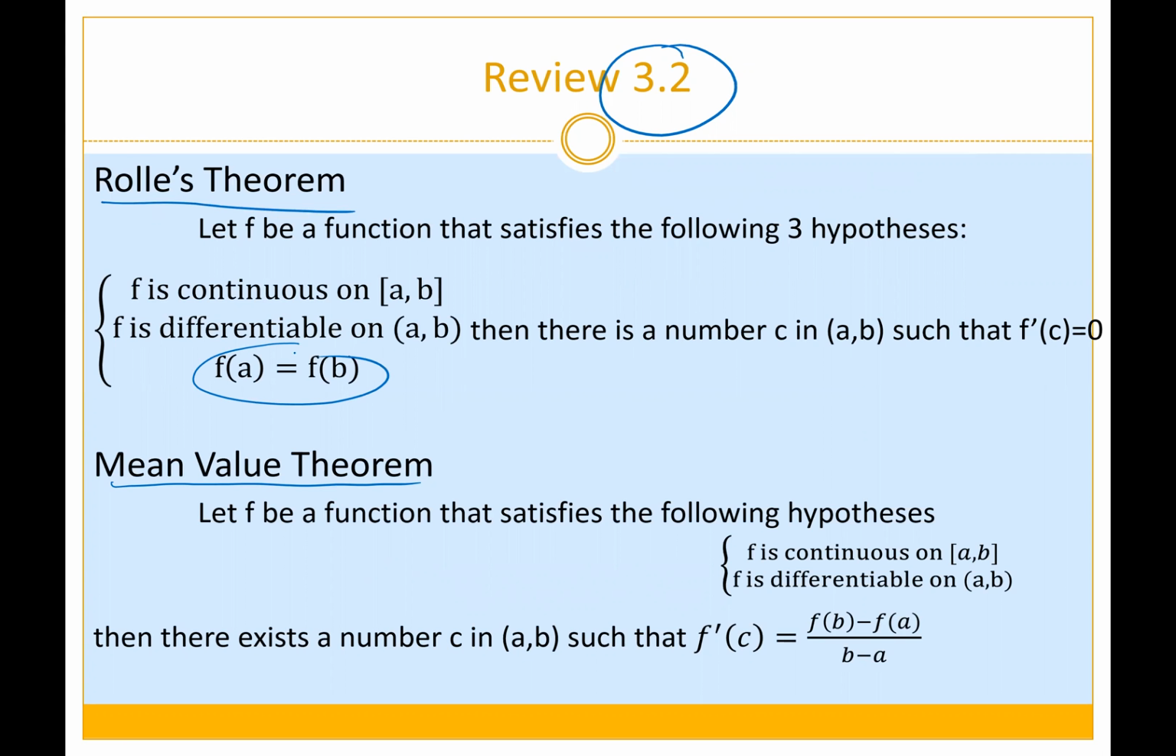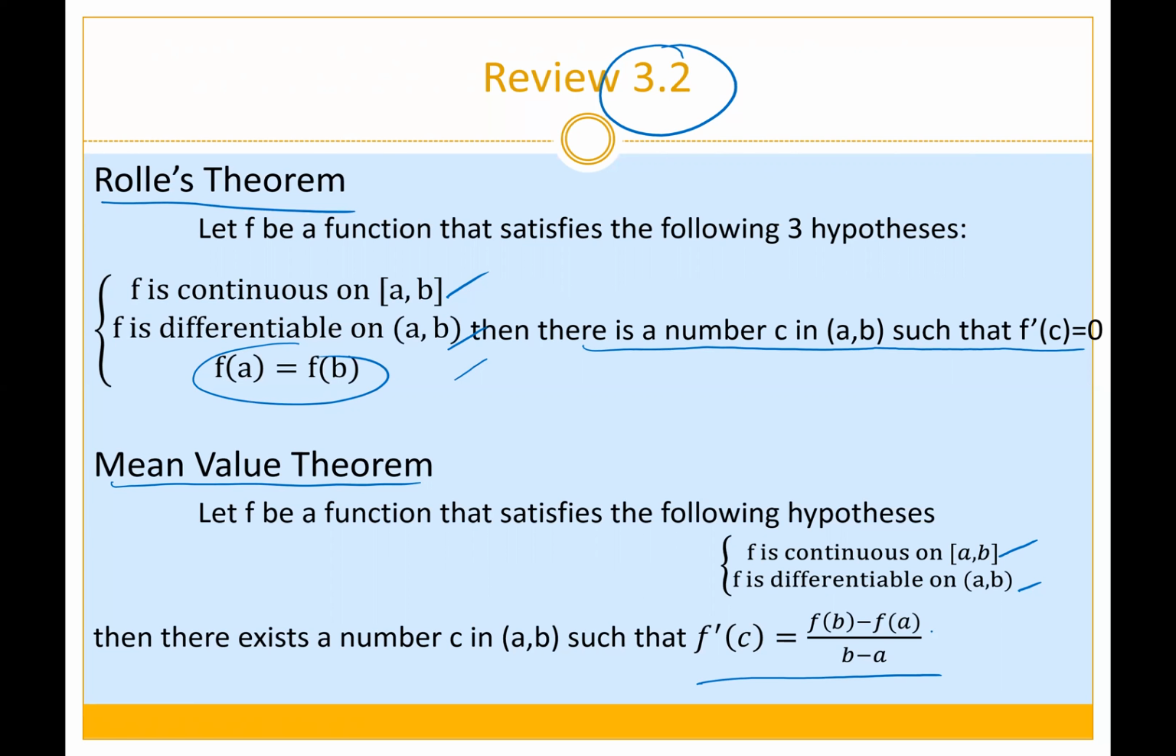Both theorems say that if f is a function that satisfies the hypothesis, it has to satisfy that f is continuous on a closed interval and f is differentiable on that open interval. For Rolle's theorem, you need one additional condition: the values at the two ends are equal, f(a) = f(b). Then there's a number c such that f prime of c equals 0. However, the mean value theorem is more general and doesn't need that condition, but says there will exist a number c in that interval such that f prime of c equals (f(b) minus f(a)) over (b minus a).